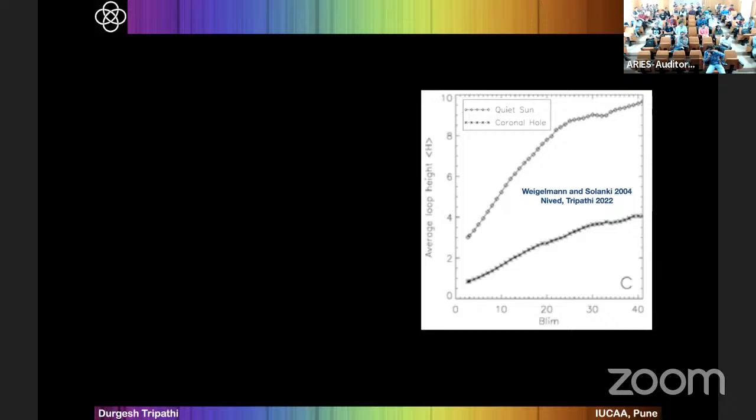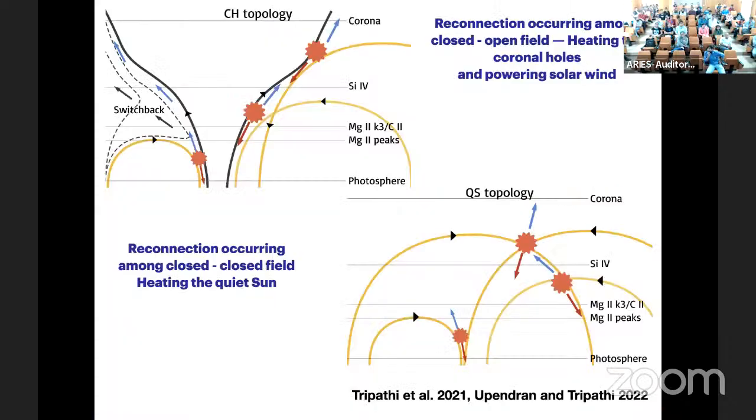So what is happening in these two topologies? In the coronal hole, you have the shorter fields and very few longer fields. And you also have the canopy, which is opening up the field lines. But in the quiet sun, you only have these closed field lines at different densities. So all you're doing is combining or reconnecting these different field lines together, and plasma is just getting redistributed from one field line to another. There's no way for it to escape.